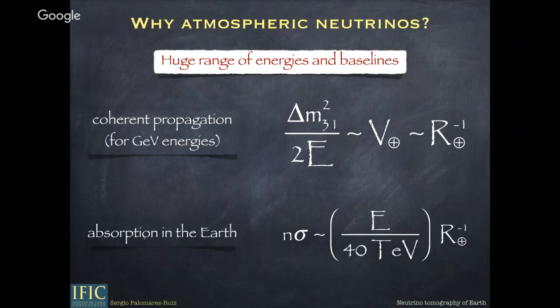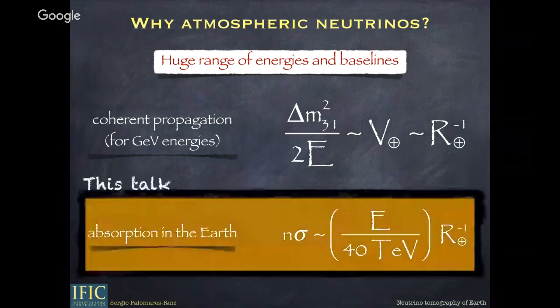So by studying neutrinos of different energies in this energy range, crossing the Earth from different directions, we can study the amount of absorption of that flux, and from that we can study the amount of matter that this particular flux of neutrinos is experiencing in different directions for different energies. And this is actually the main topic of this talk.